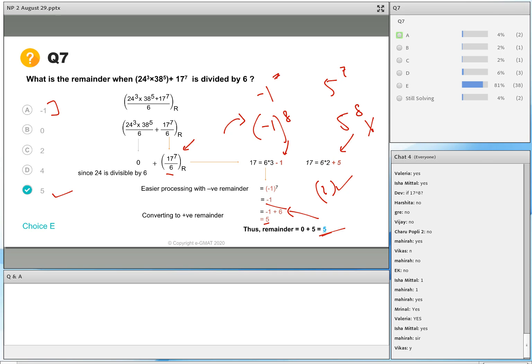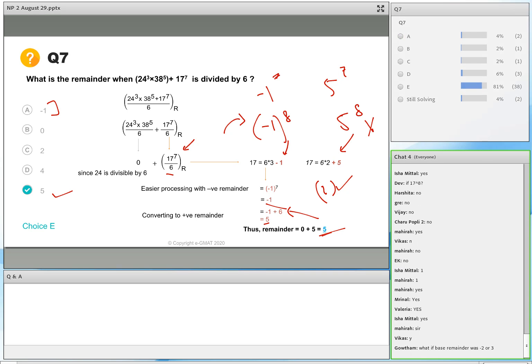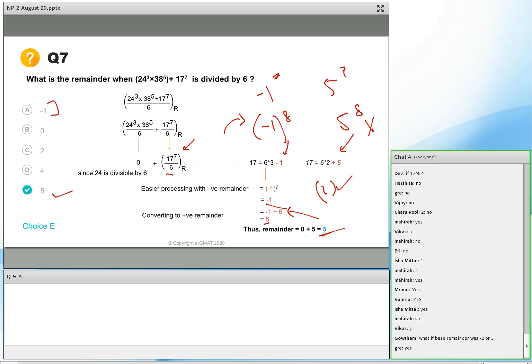Perfect. All right, that is very good to hear. What if base remainder is -2 or -3? At that place, we would have to put in some effort to calculate that. Again, understand, life is not a bed of roses, is it? So we have to do that. No way out. But again, I have a lot of trust on GMAT. They'll not give you questions in which you have to spend a lot of time in doing calculations.